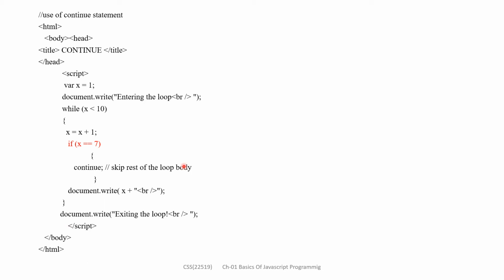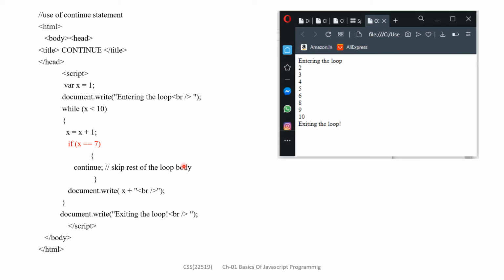Here we have to notice that the continue statement is used to skip the printing for a particular index. In this program, the index held in variable x reaches 7, it will skip the printing of that number 7. We will see the output. See the output. Here numbers are printed 2, 3, 4, 5, 6, excluding 7. All other numbers are printed. Okay.